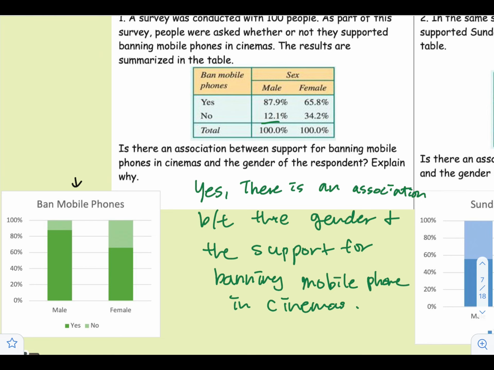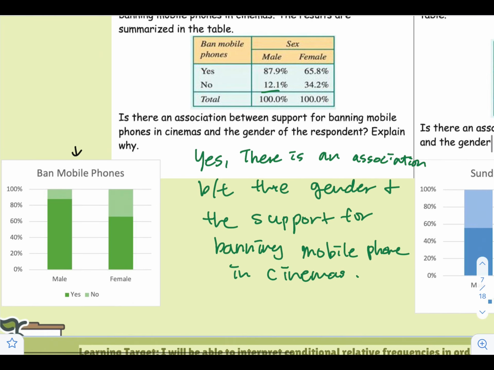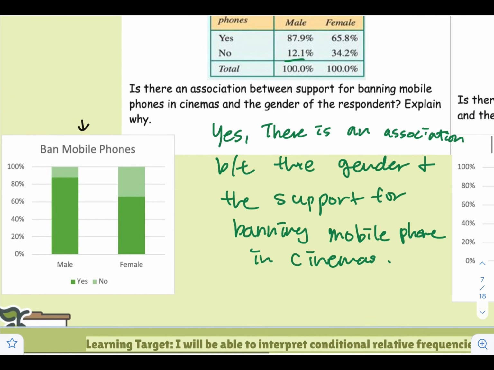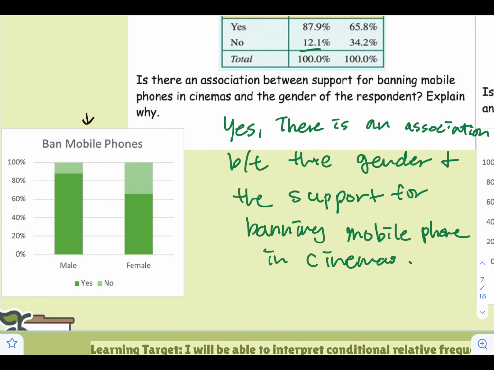All right. And if you take a look at this segmented bar graph over here, we see that more males said yes to banning mobile phones, and fewer females said no to it. So if we know the gender, if you are male, you're more likely to say yes. If you're female, you're less likely to say yes. So that's something that's contributing to this association here.